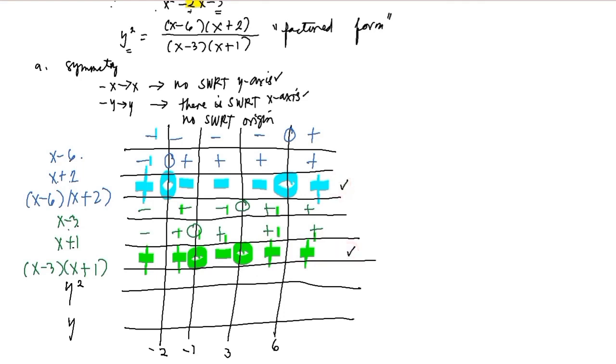Tsaka ito, i-divide natin yan. So, for the y square, i-divide natin yung numerator natin at yung denominator natin because this is our numerator and this is our denominator. So, we have here, i-read ko na lang siya. So, we have here positive and positive, so this is positive. 0 and positive, so that is 0. Negative and positive, negative. Negative and 0, so that is infinity.